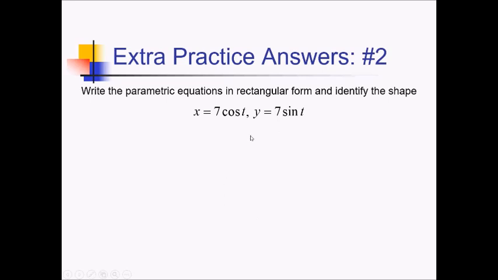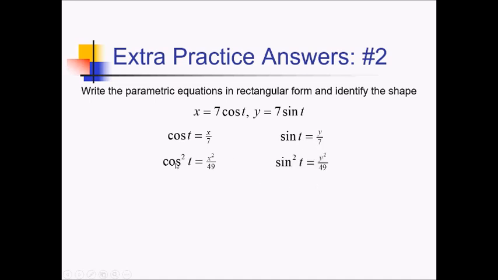On this problem, since I noticed that we have two trig functions, I'm going to try to isolate and square those trig functions and use one of my Pythagorean identities to get rectangular form. So I'll start with this x one. I'm going to divide both sides by 7. I can write cosine of t equals x over 7. And then if I square both sides of this, I get cosine squared equals x squared over 49. Over here, I'm going to divide both sides by 7 to get y over 7 equals sine of t. And then we can write sine squared equals y squared over 49.